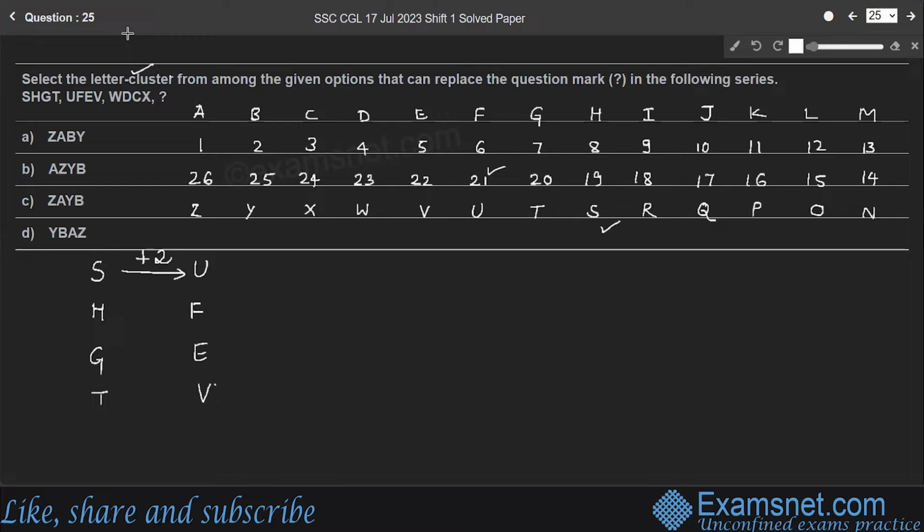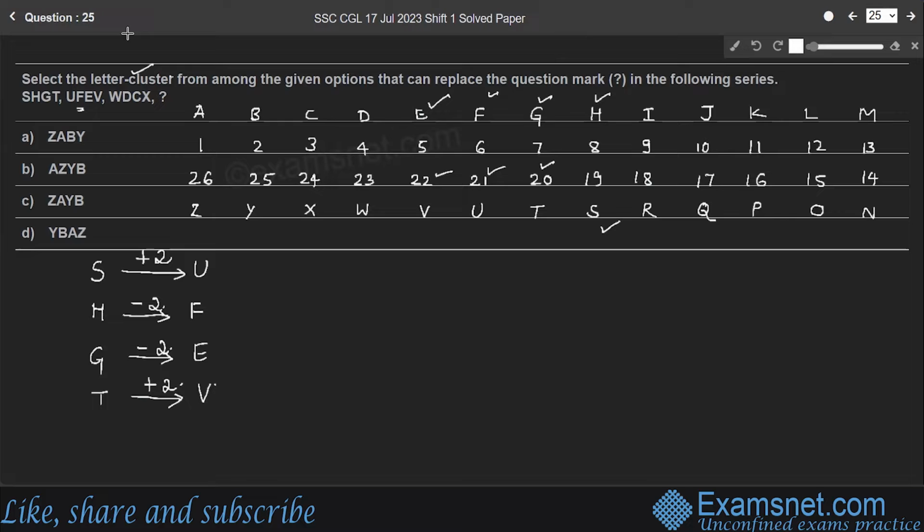Which is S. S plus 2 gives U, right? Whereas H is 8, and the second letter of the next cluster is F, right? Therefore, we have to subtract 2 from H. 8 minus 2 gives 6, which is F. To get the third letter, G is 7, E is 5. So 7 minus 2, again subtract 2 from the third letter. To get the fourth letter, T is 20, V is 22, add 2, right?